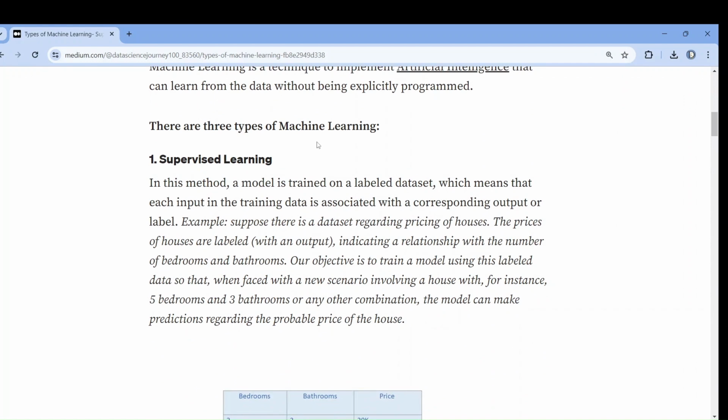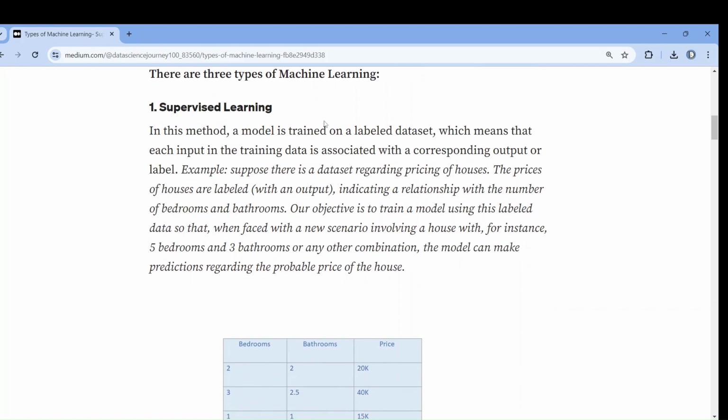Now, what are the types of machine learning? There are mainly three types: supervised learning, unsupervised learning, and reinforcement learning. Now, what is supervised learning and unsupervised learning? Supervised learning and unsupervised learning are completely opposite to each other. In machine learning, we work with a data set. The machine finds the hidden patterns and predicts the output. So for that, we have to give a data set to the machine.